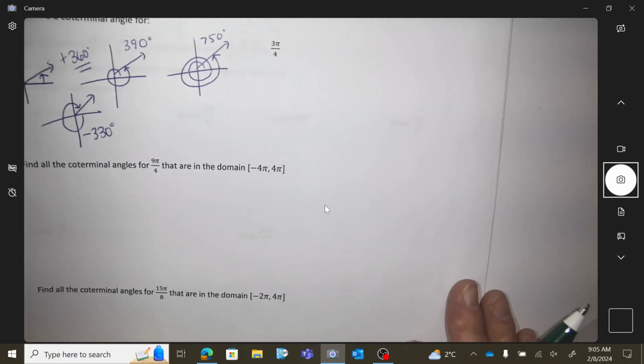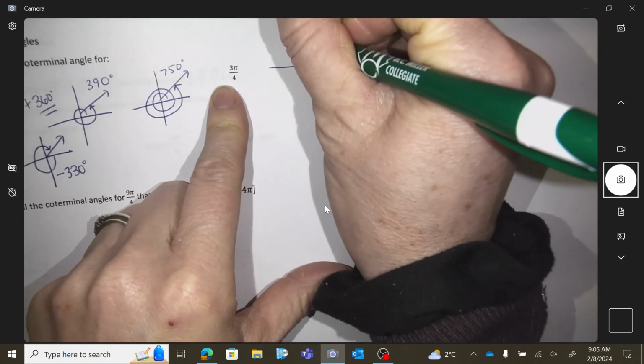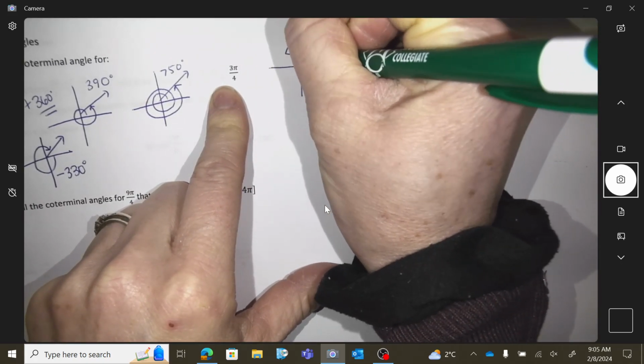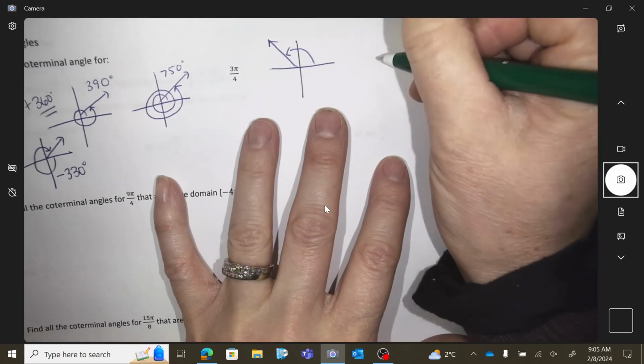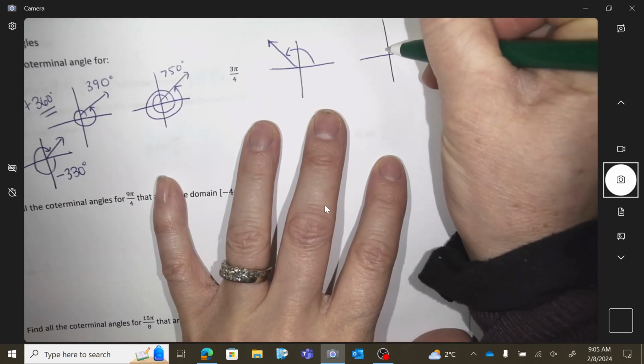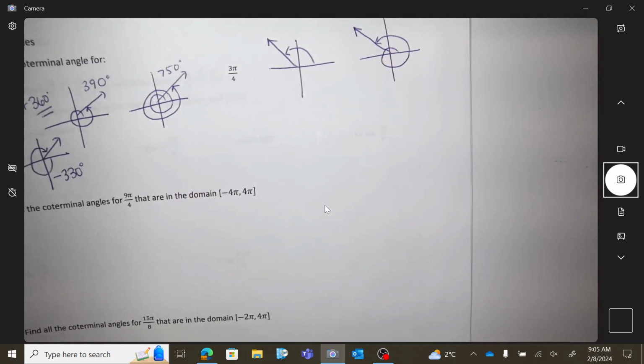Okay, so now let's talk about the same idea in radians. So 3 pi over 4 would be right there, 3/4 of the way to a full pi, right? A full pi is the half circle, remember? Okay, so we would understand, what if we did an entire spin plus that? That would be a coterminal, right? Which would be a different number.